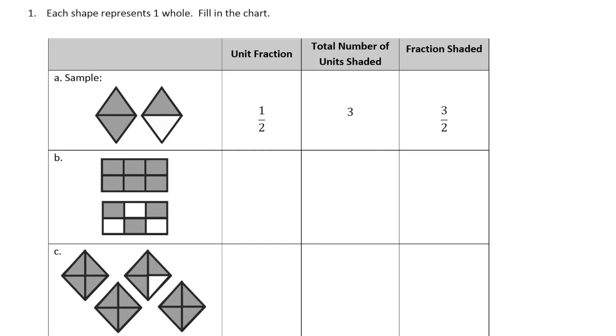Each shape represents one whole. And fill in the chart. So here's our example for A. We see that each shape is a whole. And the unit fraction, you see it's divided into halves. If I was going to label each part, it would be one half. And then there are three halves shaded, so the fraction shaded is three halves.